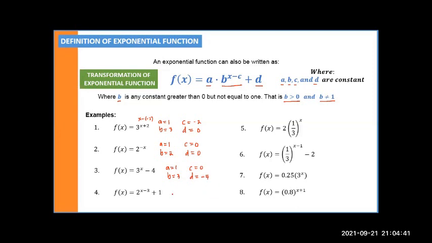Next, number 4, f of x is equal to 2 raised to x minus 3 plus 1. Again, ang A natin is 1. Hindi lang natin sinusulat, katabi ng 2. Ang base natin ay 2. Then, ang letter C natin is positive 3. Kasi ang form niya is x minus c, so x minus 3. Okay? So, ibig sabihin, positive yung 3, which is yung C rather. Kaya positive 3 yung C. And then, yung D natin is plus 1, kaya positive 1 yung D.